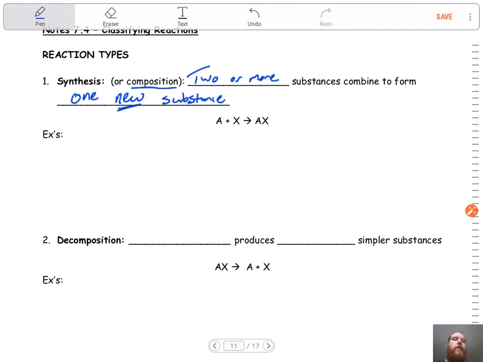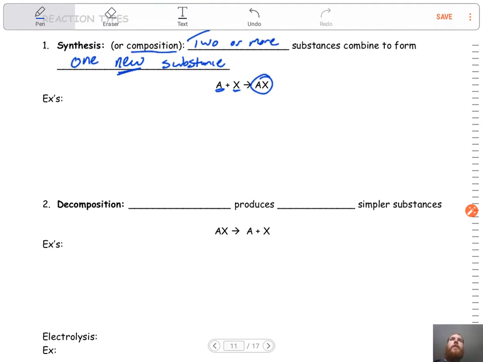So general equation, A plus X yields AX, where element plus an element, or substance plus substance, and you have one new substance. So it could be single elements combining together to form a binary compound, or it could be 2 different compounds forming together to make one new compound. So a couple examples, we have sodium chloride, sodium plus chlorine yields sodium chloride.